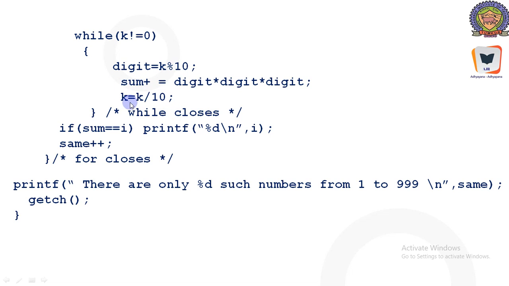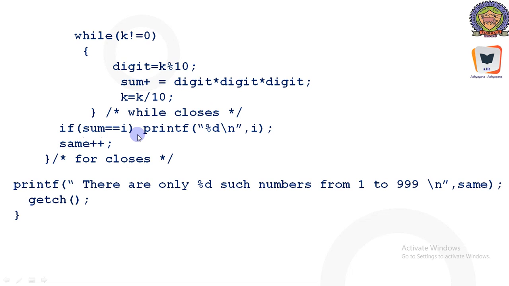It's an integer division, mind you. Integer division will always truncate. Once again it will go till k becomes equal to 0, till the number becomes equal to 0. So anyway, it will generate the sum of the cubes of the individual digits, and this is meant for truncating the value. 371 should become 37, 37 should become 3, and 3 should become 0, something like this.